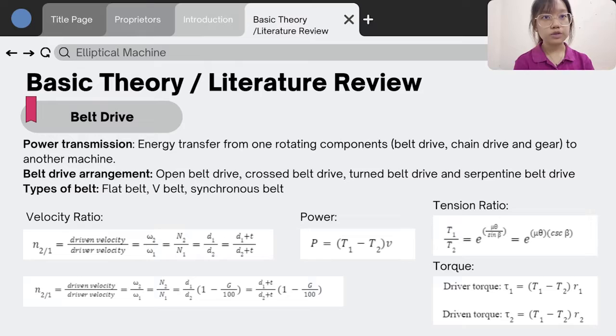There are also three types of belt, which are flat belt, V-belt, and synchronous belt. However, the belt drive system used in elliptical machine is the open V-belt drive system. The velocity ratio, tension ratio, power, and torque formulas are listed in the slide.